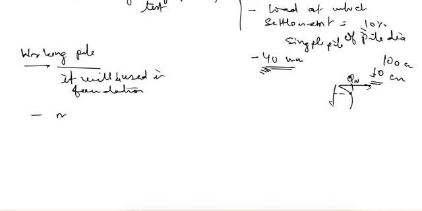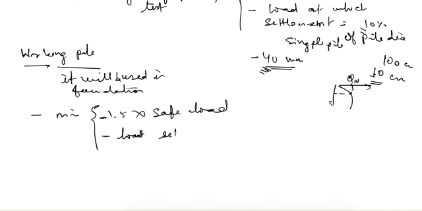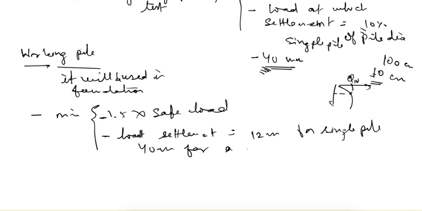For the working pile, it should be 1.5 times the safe load, or the other criterion is the load at which settlement is equal to 12 mm for a single pile and 40 mm for a group of piles.